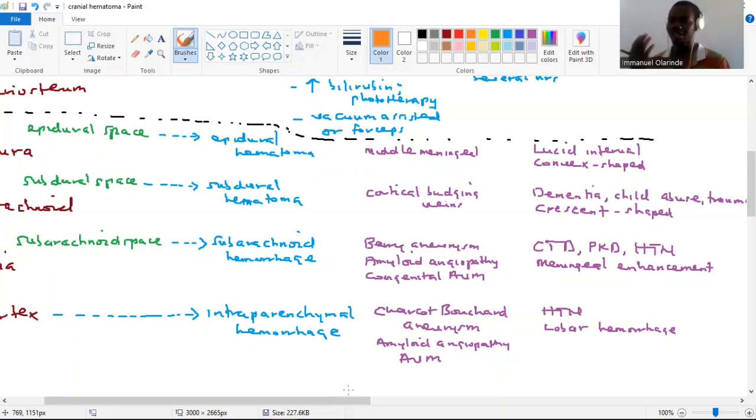This can lead to uncal herniation if we don't treat it, where the brainstem and the uncus of the temporal lobe herniate through the foramen magnum, and they're going to compress like the midbrain, compress cranial nerve III.